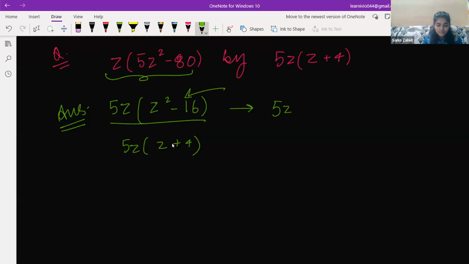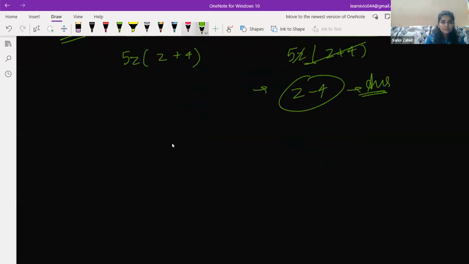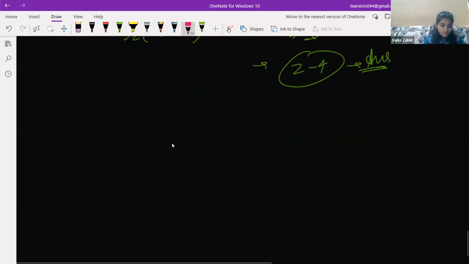z minus 4, z plus 4. You get z plus 4, z minus 4, divided with 5z, z plus 4. So now you can cancel 5z and 5z, and you can cancel z plus 4, z plus 4. What will be your answer? z minus 4 is your answer. Okay, fine. Now we come to the exercise.